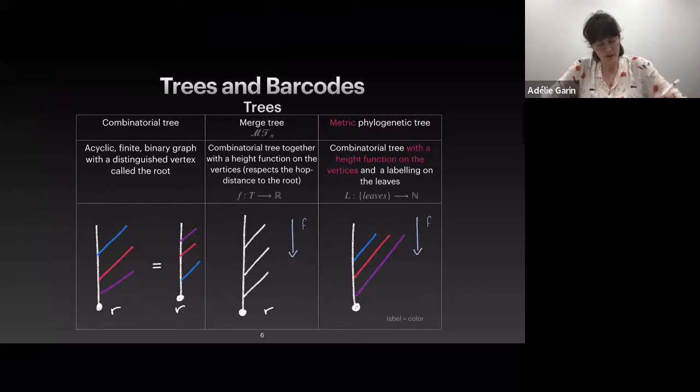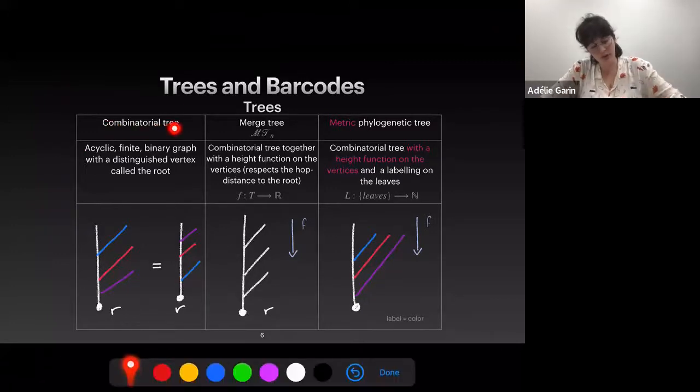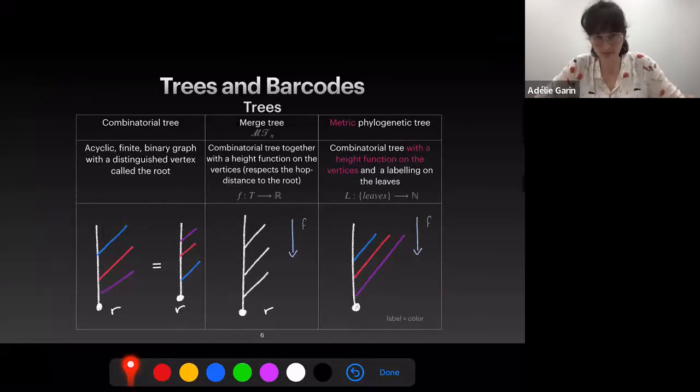So just for the definition, so we're all on the same page. For me, a combinatorial tree is an acyclic finite binary graph with a distinguished vertex that we call a root. So these two trees are the same because the adjacency matrix says that the blue, red, and purple bars are all attached to the white one. It's the same thing here. So they're the same combinatorial tree.